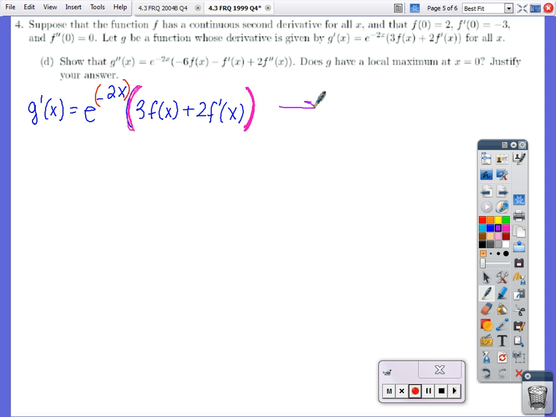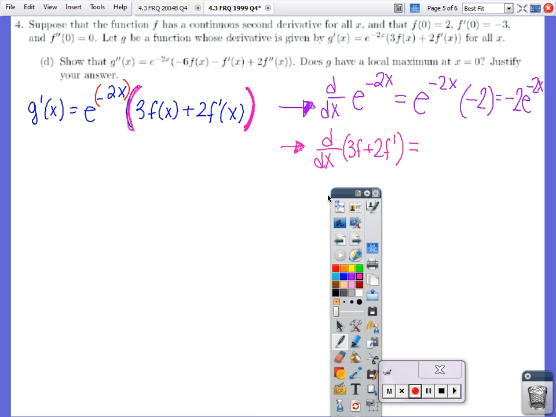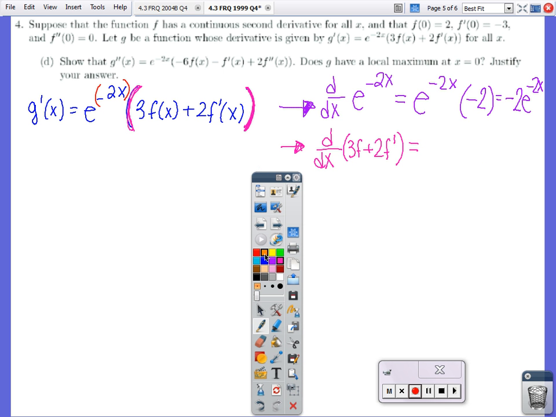Off to the right, in case you're having trouble, I'm going to find the derivative of e to the negative 2x. Remember that's e to the u times the derivative of u. So you actually get negative 2e to the negative 2x. I'm also going to find the derivative of the second part, 3f plus 2f prime. And that actually just becomes 3f prime plus 2f double prime.